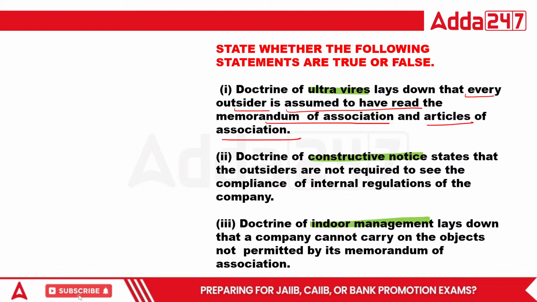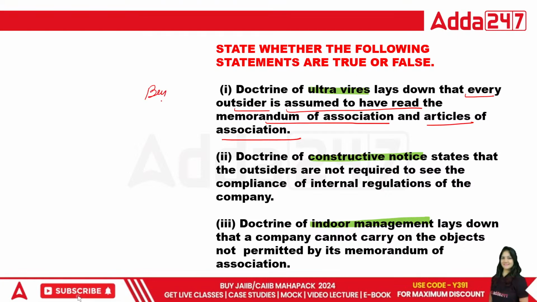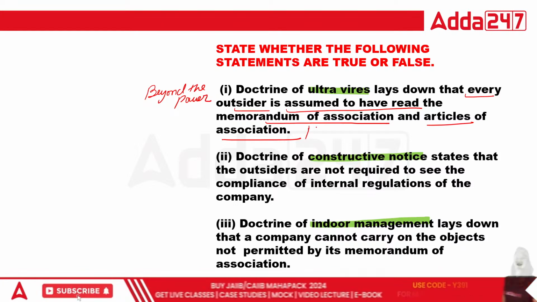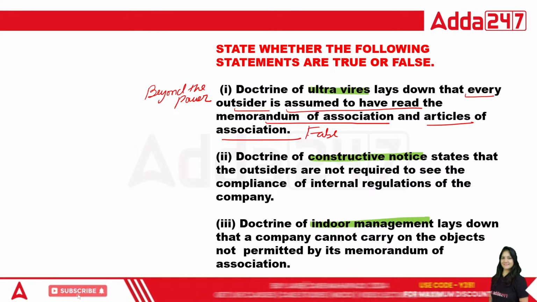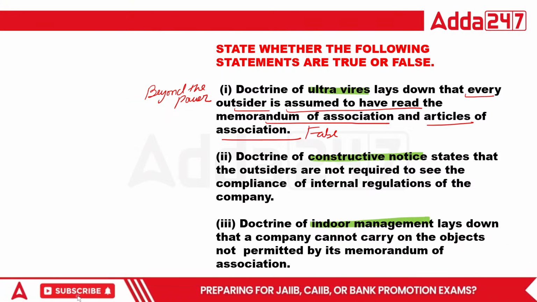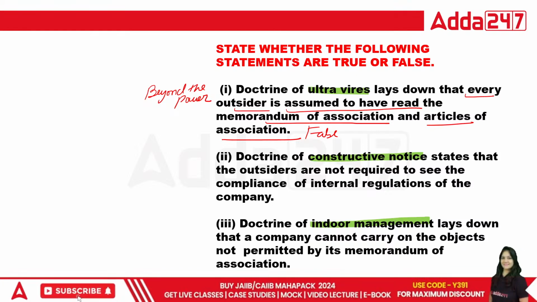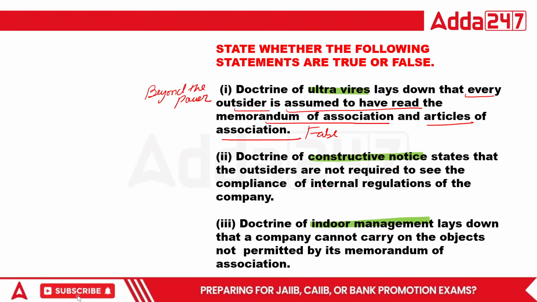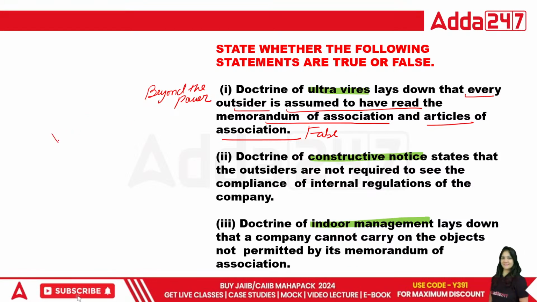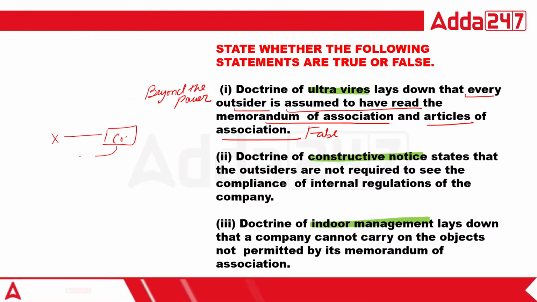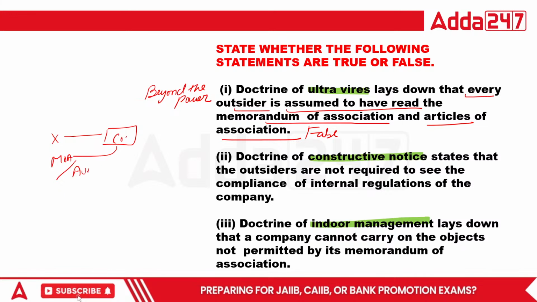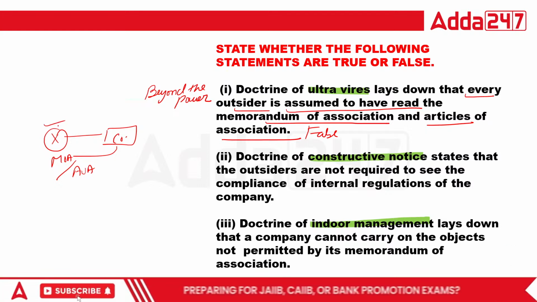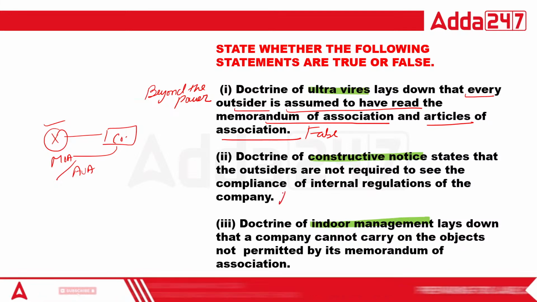Yes class, what is ultra vires? Ultra vires is basically if a company goes beyond its power. So this is a false statement. No company has to do work that is beyond its power. Okay, now the doctrine of constructive notice. Outsiders are not required to see the compliance of internal regulation of the company. Constructive notice, we know: suppose an outsider wants to invest in a company. The company will give the memorandum of association and articles of association. Whether person X reads them or not, it will be presumed that person X has read everything. This is called constructive notice. So this statement is totally false.